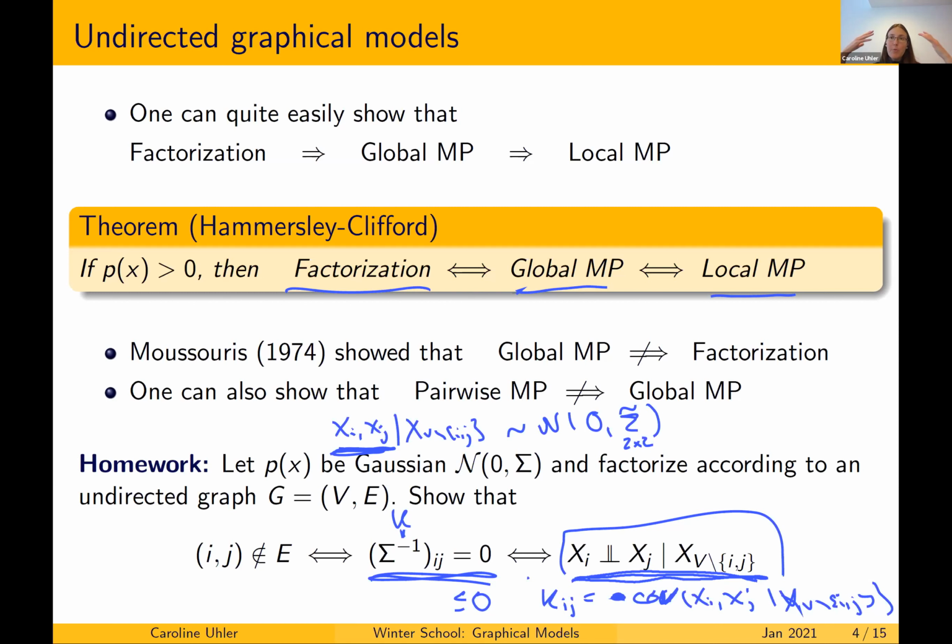Okay, and so what we're saying when we're setting some of these entries to be smaller or equal to 0 means that these conditional covariances, or partial correlations if you normalize them, are actually larger or equal to 0. Okay, so the dependence between xi and xj, even if you know all the other variables, is actually going to be positive.